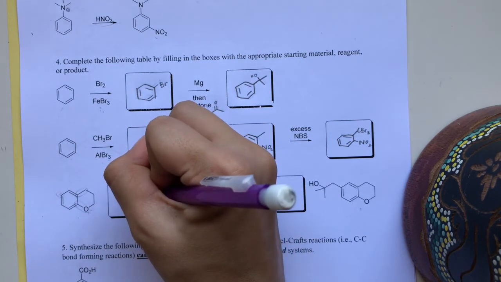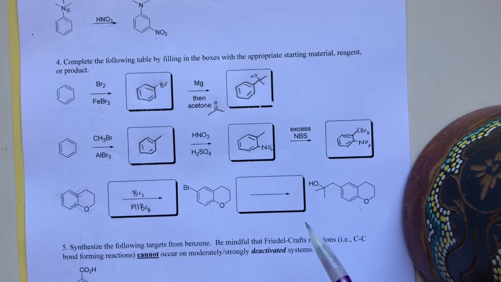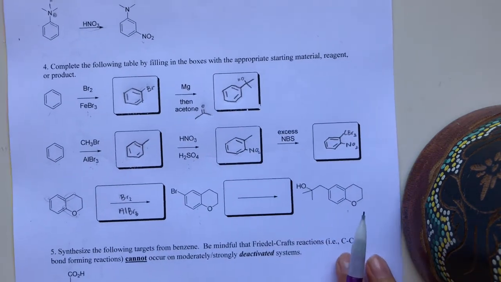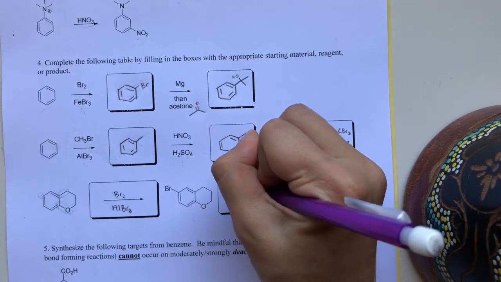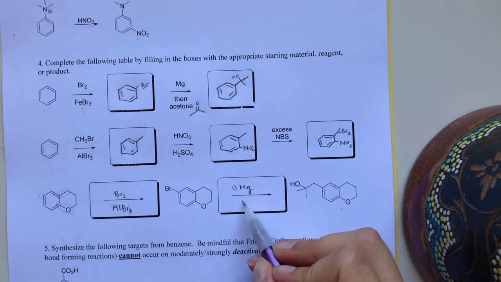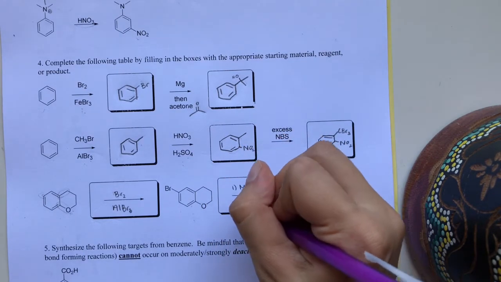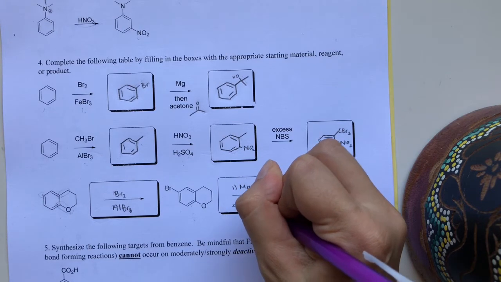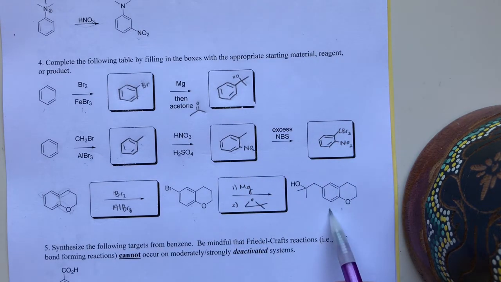So we'll add the Br2 with the Lewis acid catalyst, and then next thing that we need to do is add a magnesium, so that acts as a leaving group, and then we'll add an epoxide to receive this molecule.